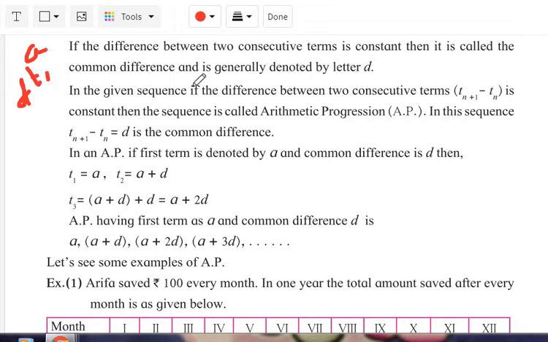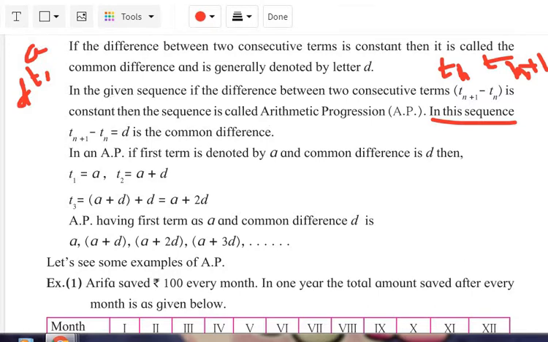In the given sequence, if the difference between two consecutive terms, that is Tn plus 1 minus Tn, is constant, then the sequence is called an arithmetic progression. Why Tn plus 1? If Tn is taken as a term, then the next term is Tn plus 1, right? And in this sequence, Tn plus 1 minus Tn is equal to D. D is the common difference.